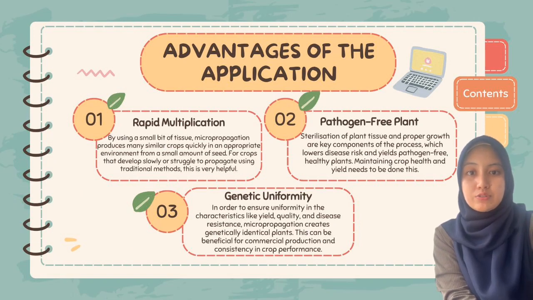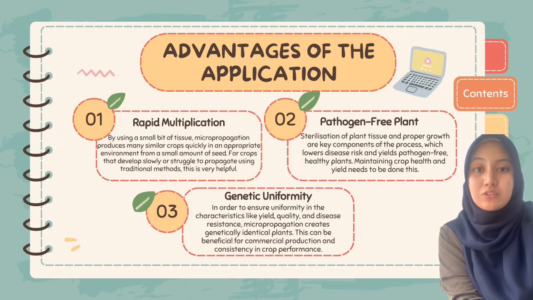Now, let's go to the advantages of the application. The first advantage is rapid multiplication. This is focused on the crops that usually develop slowly or struggle to propagate by using traditional methods. When using micropropagation, it only uses a small bit of tissue to produce many similar crops quickly in an appropriate environment.